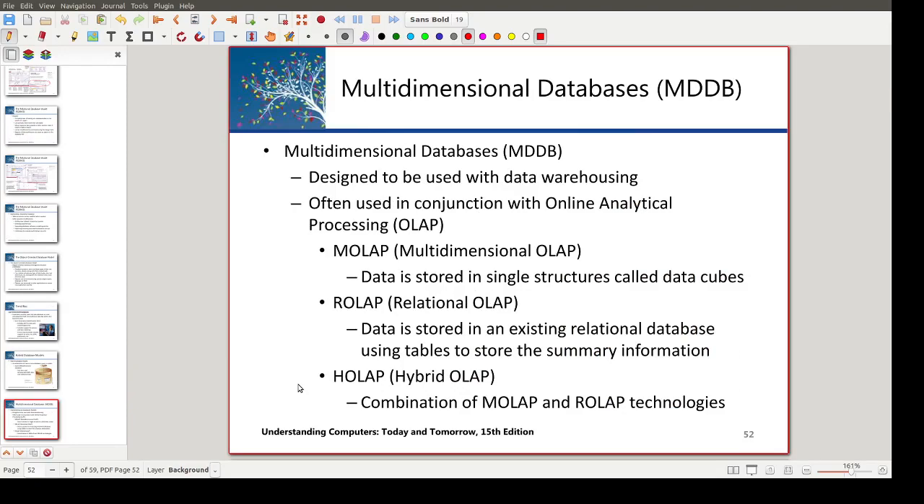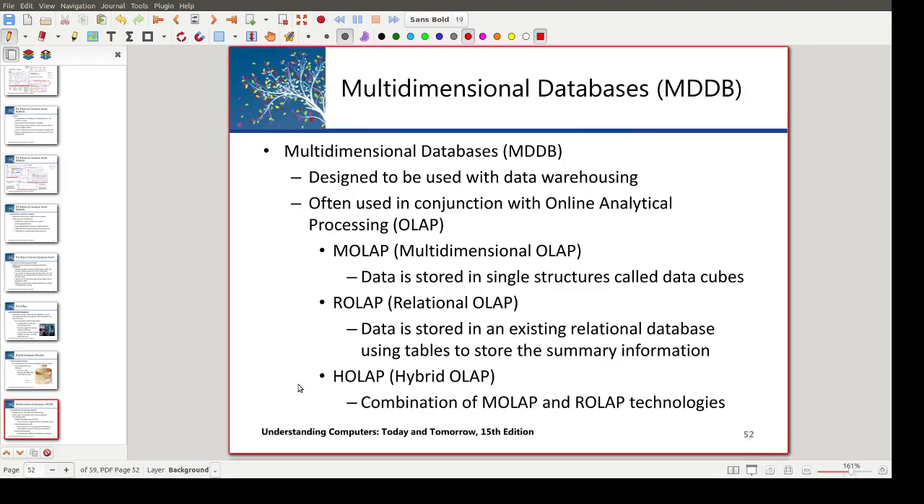Multidimensional databases, MDDB. MDDB, multidimensional databases, are designed to be used with data warehousing. Data warehousing is a very large space to hold a very large amount of data, and it is often used in conjunction with online analytical processing, OLAP.